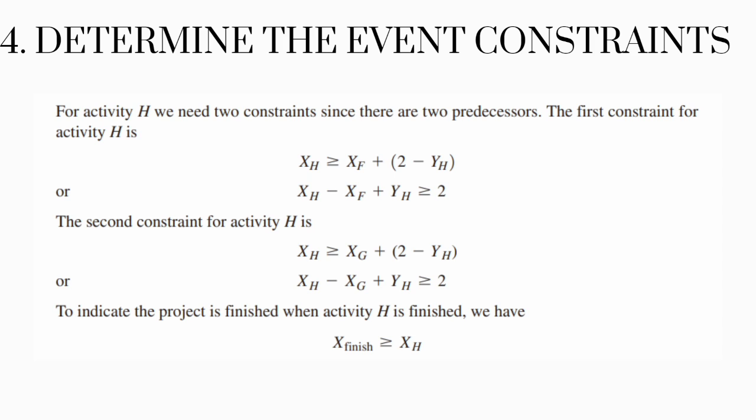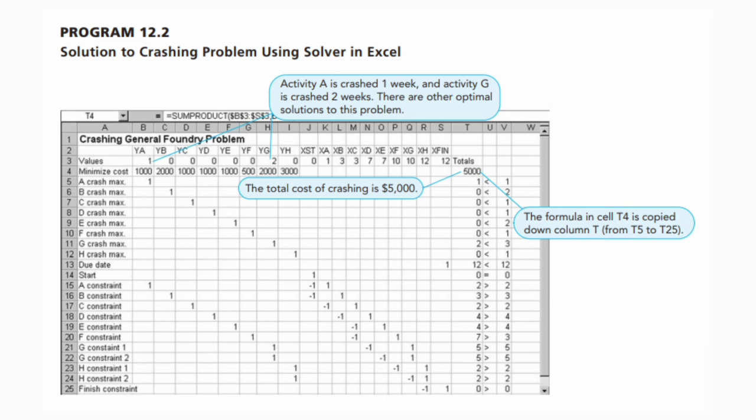Since h is the last activity, to indicate the project is finished when activity h is finished, we have x sub finish is greater than or equal to x sub h. After adding non-negativity constraints, this LP problem can be solved for the optimal y values. This can be done with QM for Windows or XLQM. Program 12.2 provides the XLQM solution to this problem.